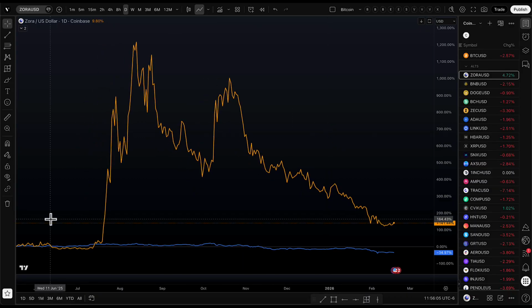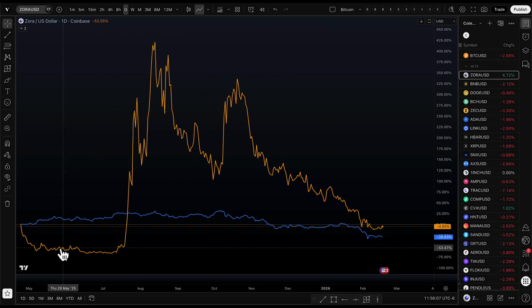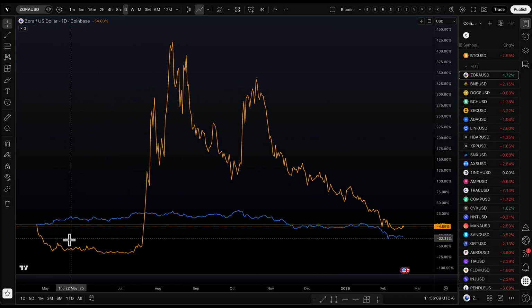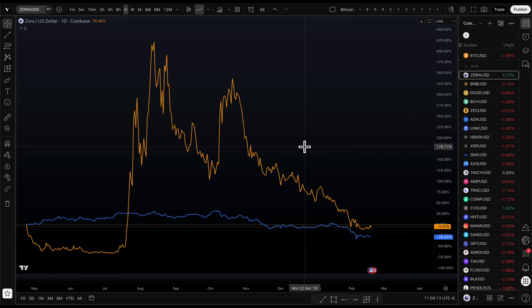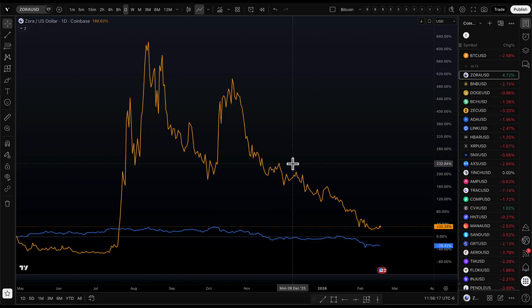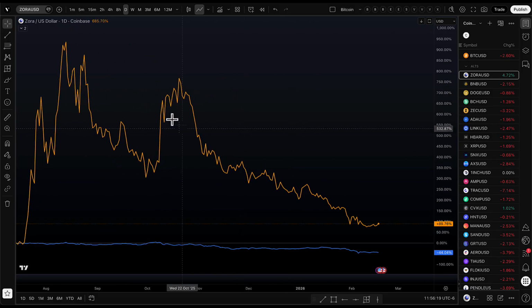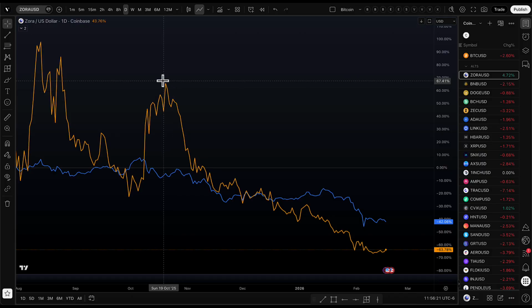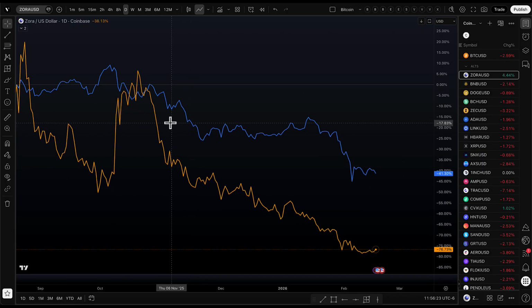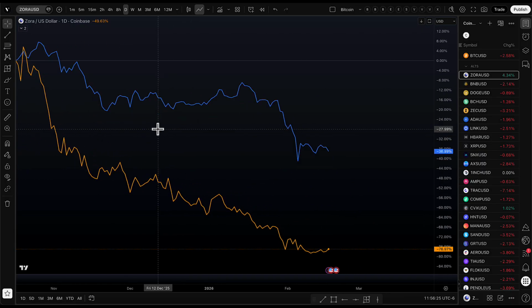So let's zoom into Zora a little bit here. And you'll see that because price was just so out of whack for Zora, so low back here, if you zoom out all the way, it will distort the chart. It'll distort Bitcoin in a way. So let's zoom into maybe right here. We'd like to take this peak just as an example.